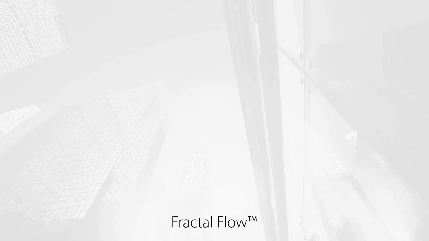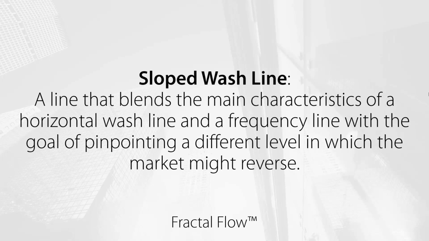The formal definition of a sloped wash line is the following. It's a line that blends the main characteristics of a horizontal wash line and a frequency line with the goal of pinpointing a different level in which the market might reverse. To know in real time which of these levels will actually be the correct level depends on the trader observing how price behaves when it reaches one of such levels.